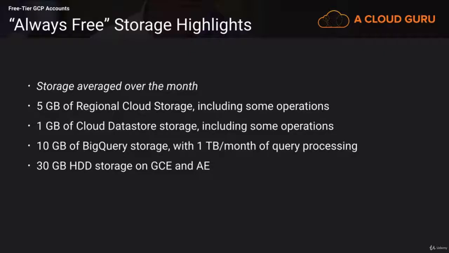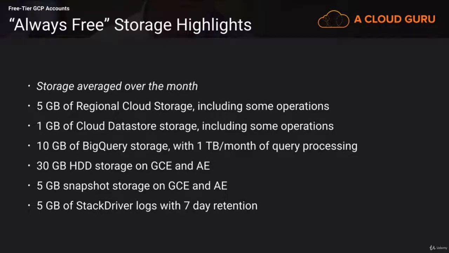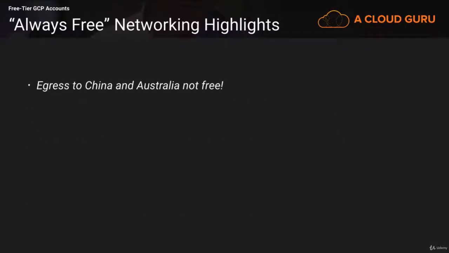More free storage includes 30 gigabytes of hard drive storage on Google Compute Engine and App Engine, 5 gigs of snapshot storage on those, and 5 gigs of Stackdriver logs with a 7-day retention period. Moving on to networking, I should point out that if your data is headed to China or Australia, that doesn't qualify for the Always Free tier, but could be applied to the free trial credit you've got.